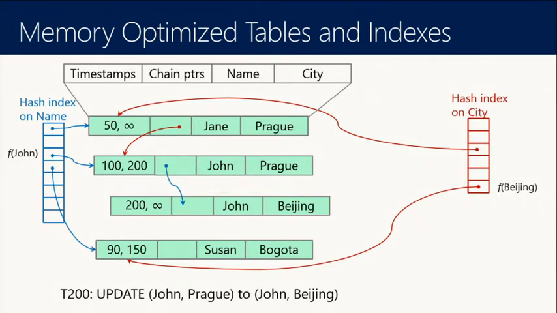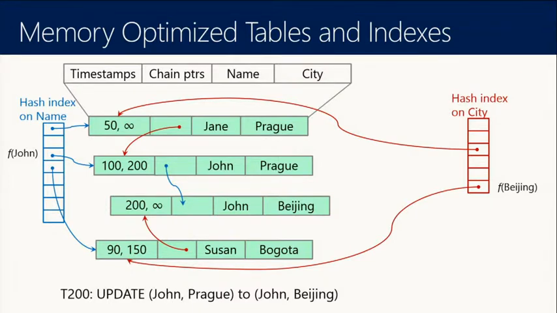And, well, what we have actually now with Beijing is we have a bit of a problem because Beijing maps to the slot 6, but also Bogota maps to the slot 6. So we have here a hash collision. Now what happens is that we just add the row to this particular bucket in a similar way as we did when you have the same key. So now there's going to be a pointer from the row Susan Bogota to the row John Beijing.